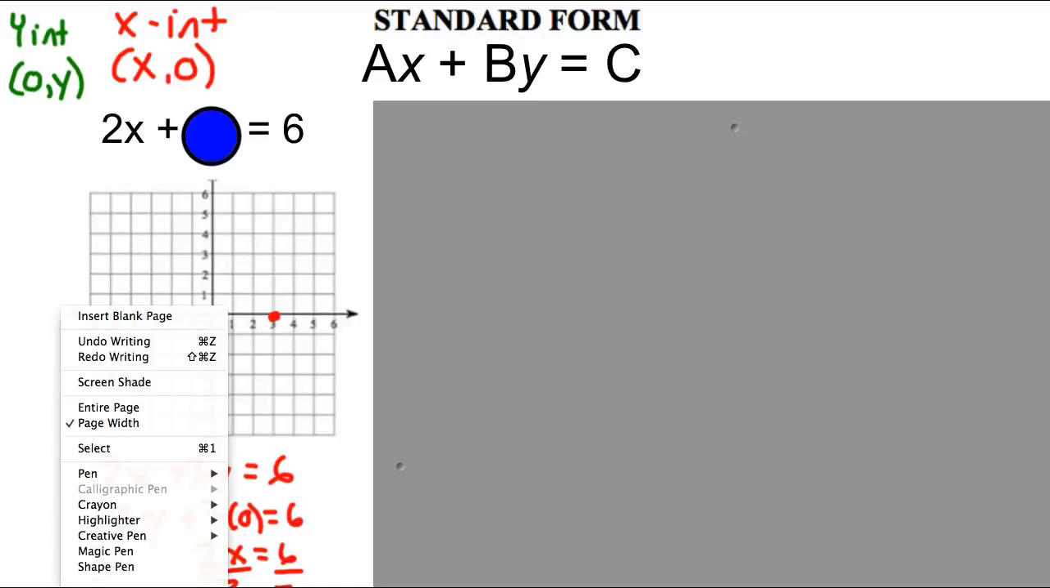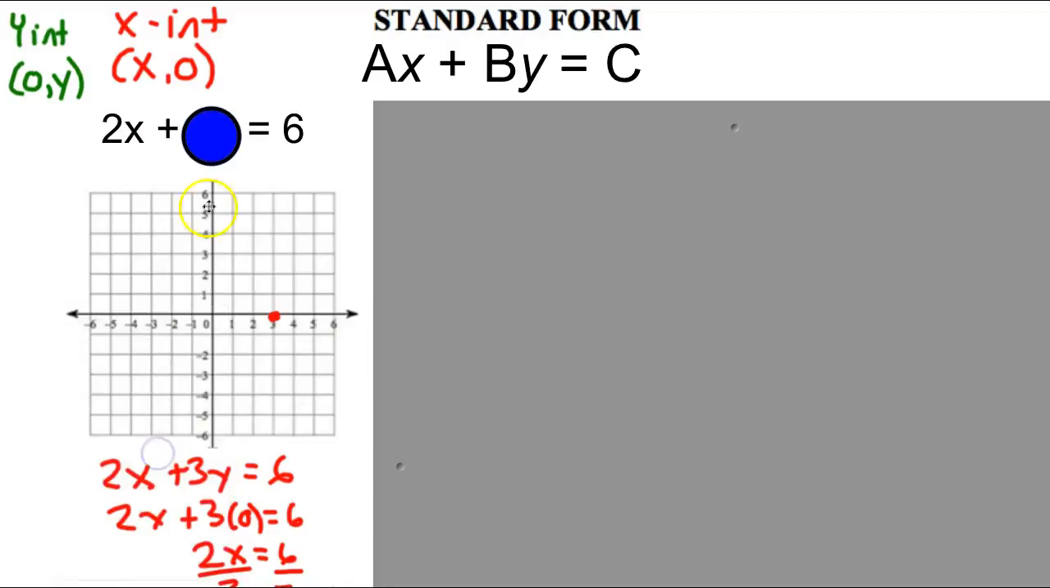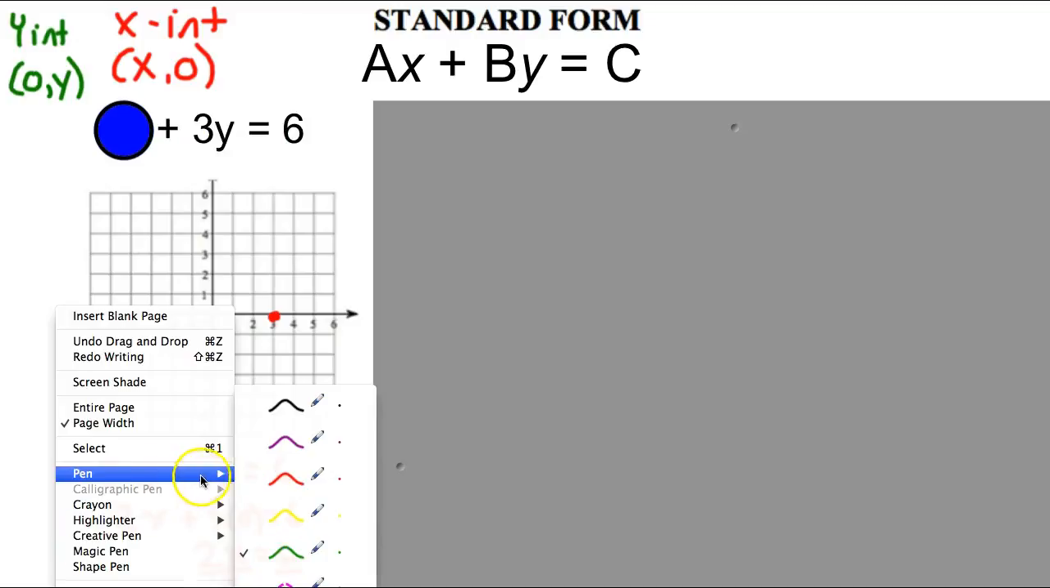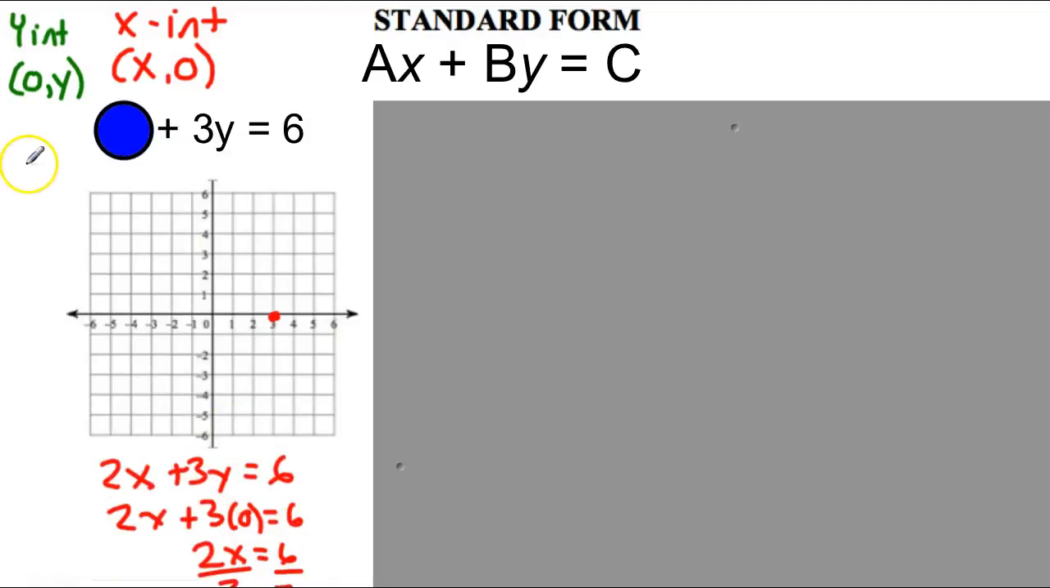So I can actually just cover up this 2x because it equals 0. So my equation would be 3y equals 6. Let me write that over here. 3y equals 6. When I solve for y, I just divide by 3. That cancels. Y equals 6.